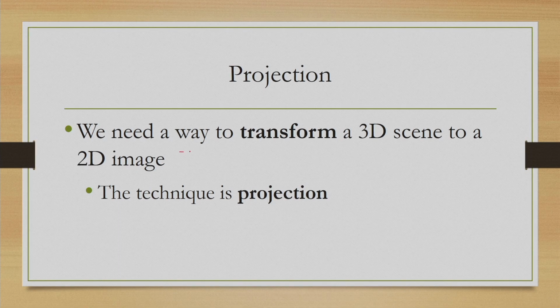Then what is required? We need a way to transform a 3D scene to a 2D image, and this technique, where we are transforming the 3D description to a 2D image description, is called projection. So, the idea is simple. When we see something on a 2D screen, however, our definitions as well as representations are in 3D, and we require some way to go from the 3D description to the 2D description, and that is projection.